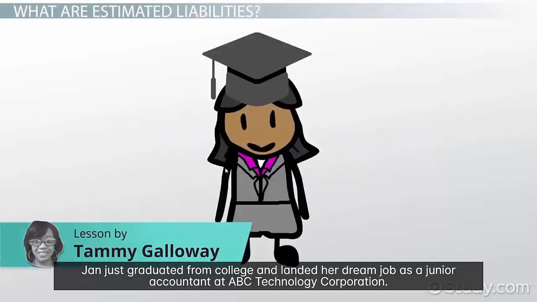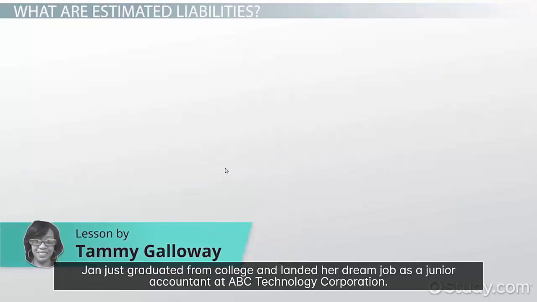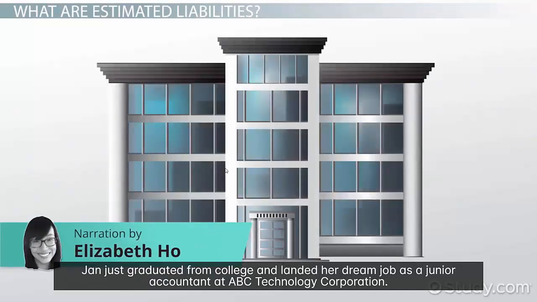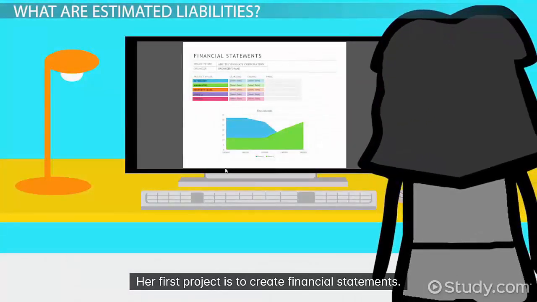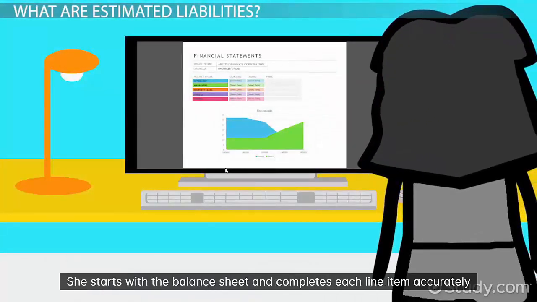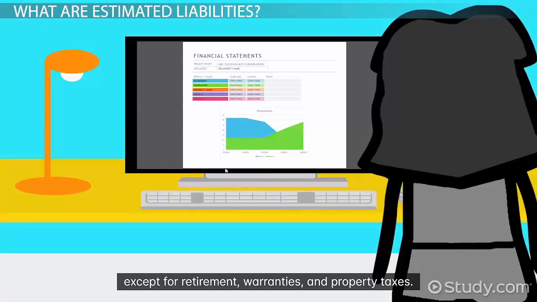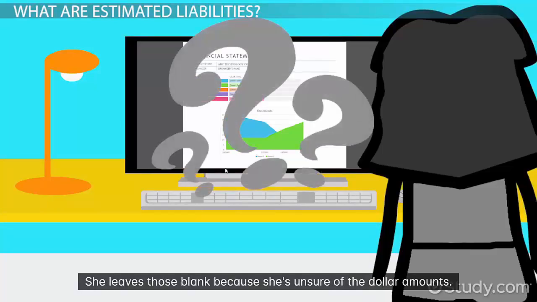Jan just graduated from college and landed her dream job as a junior accountant at ABC Technology Corporation. Her first project is to create financial statements. She starts with the balance sheet and completes each line item accurately except for retirement, warranties, and property taxes. She leaves those blank because she's unsure of the dollar amounts.